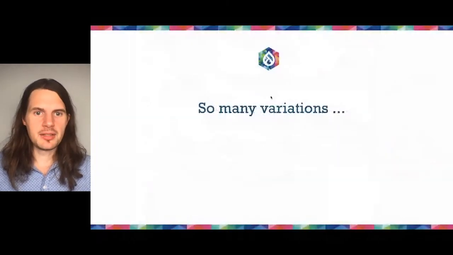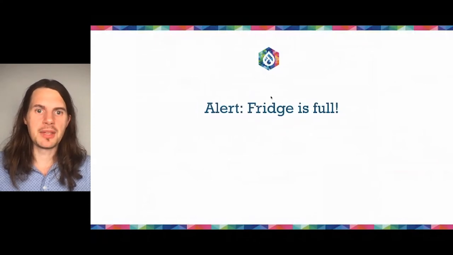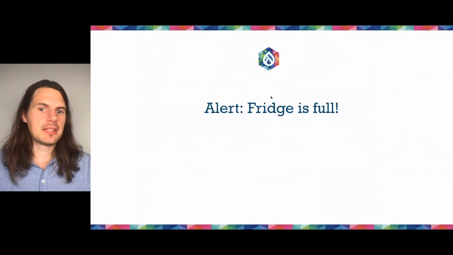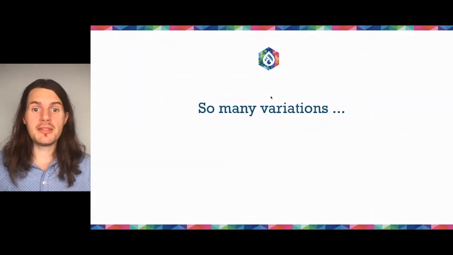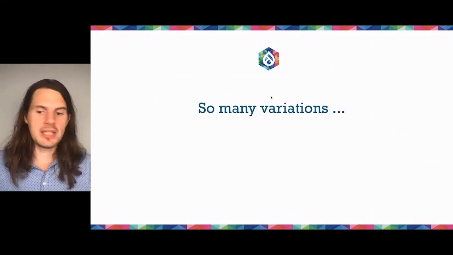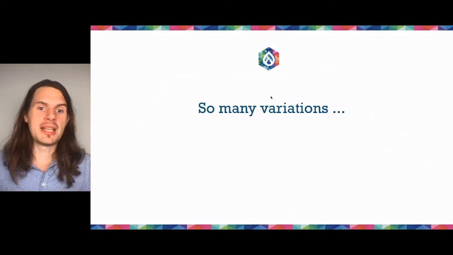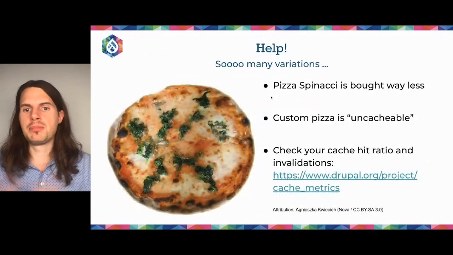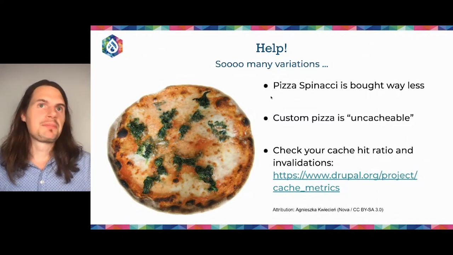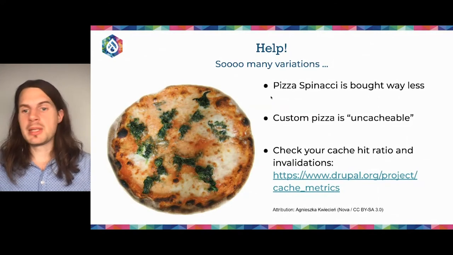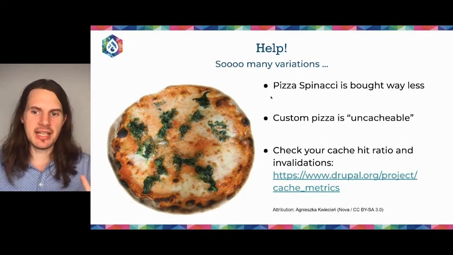Oh, great. So one of the problems of so many variations is that the fridge can be full at some point, because now every pizza is not just one pizza margherita and one marinara, that's just two, that's easy. But now we have two pizza margherita, and now we have even four pizza margherita and we have two pizza marinara, already six combinations, and now we add a pizza spinaki. And it's ordered way less. Not sure. No one likes spinach, apparently. Some do, some don't. At least in our pizza shop, it's not ordered much. So this custom pizza is essentially uncacheable.